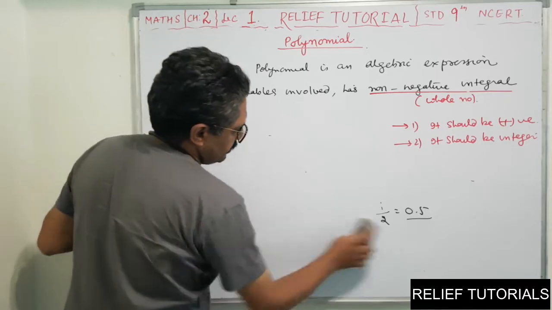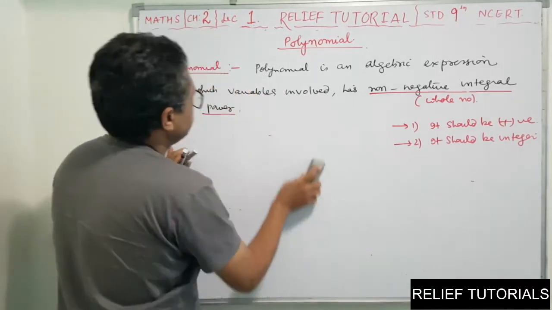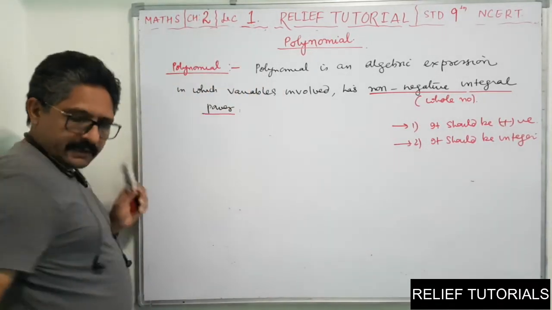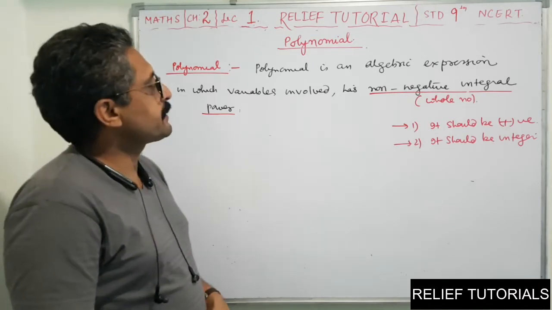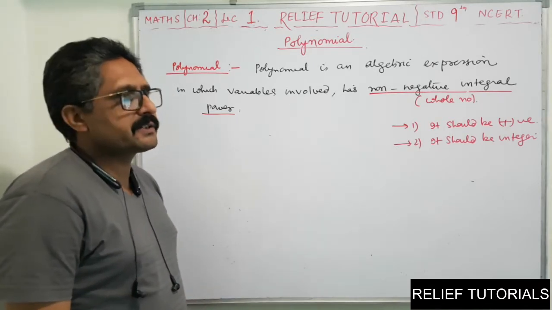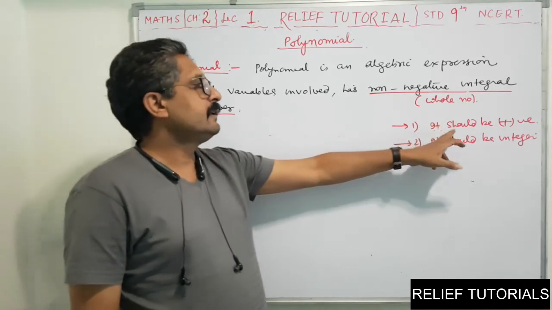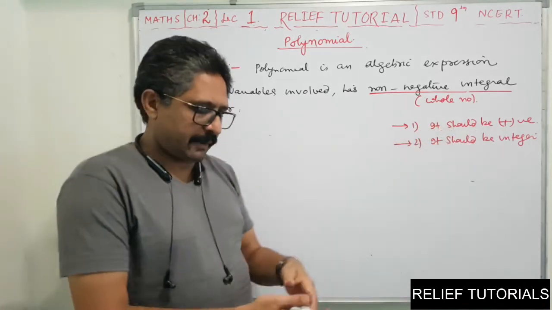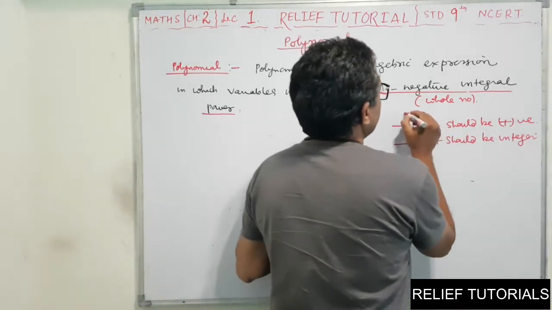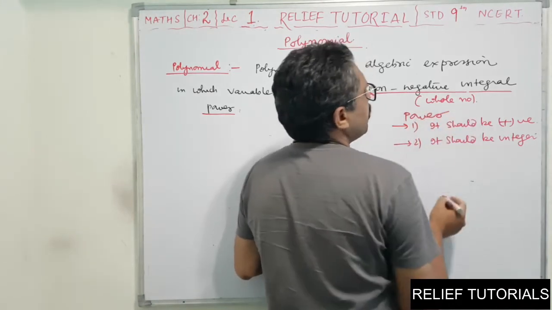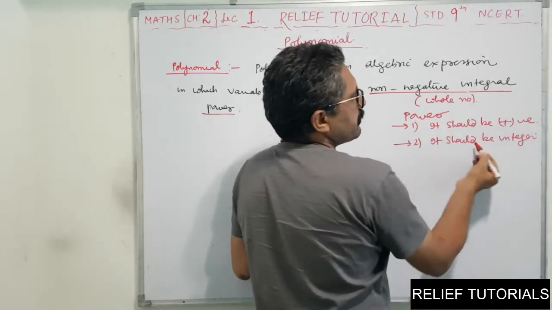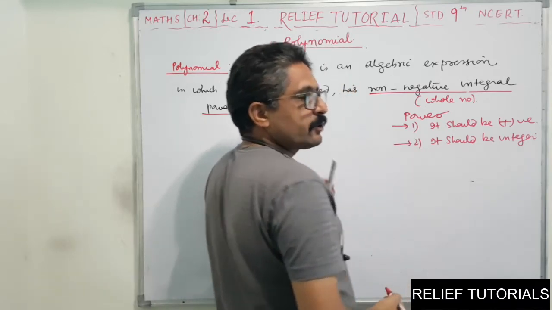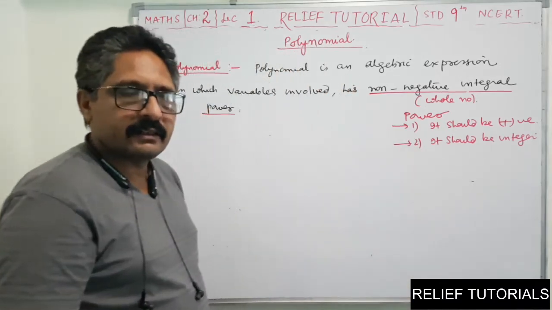But before that, which are the two conditions for an algebraic expression to be a polynomial? The first condition is that the power should be positive, and the power should be an integer. It should not be any fraction.